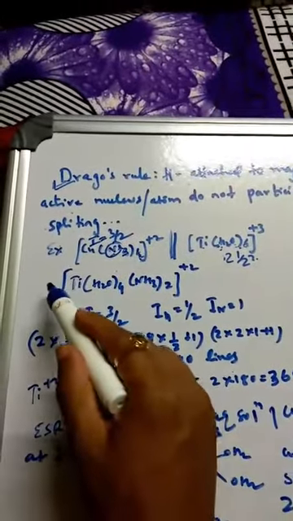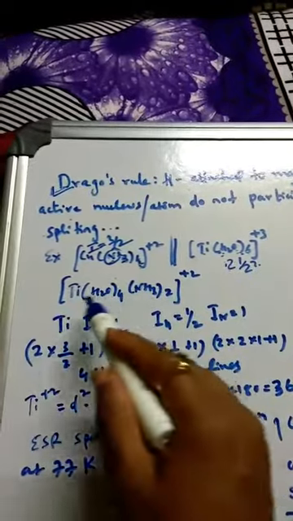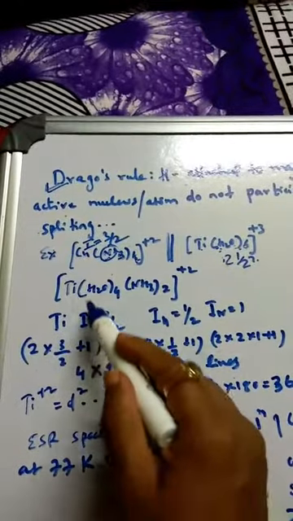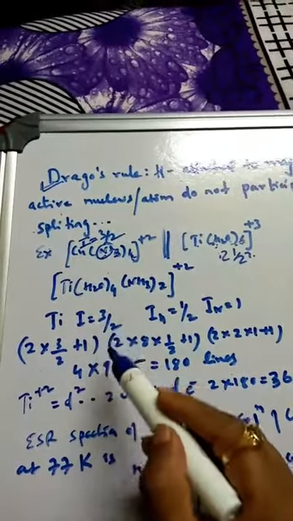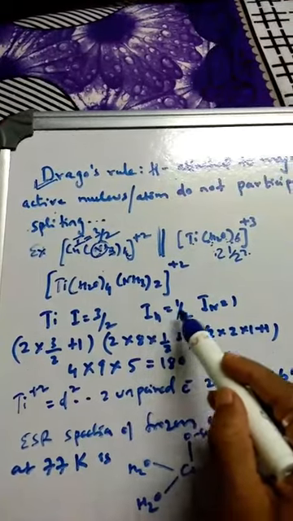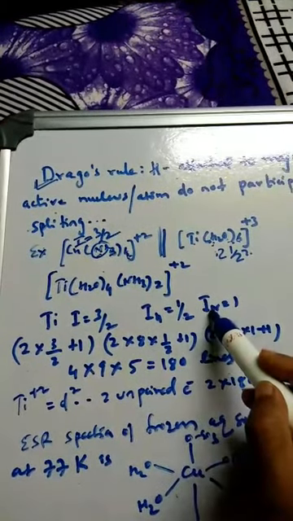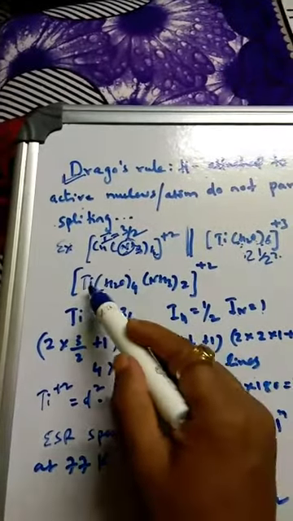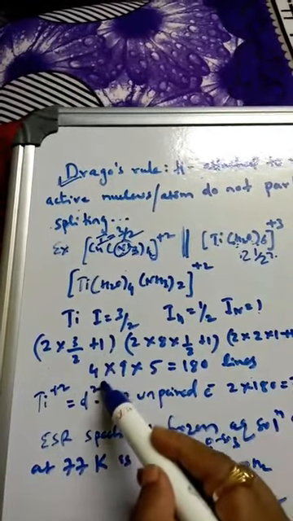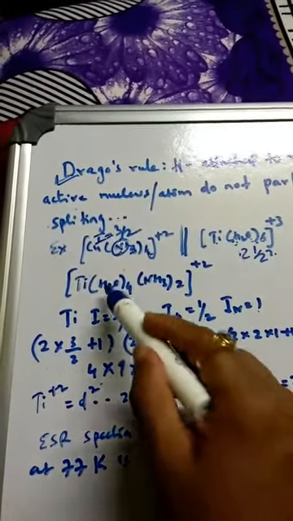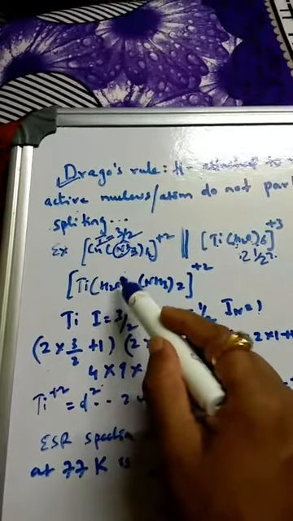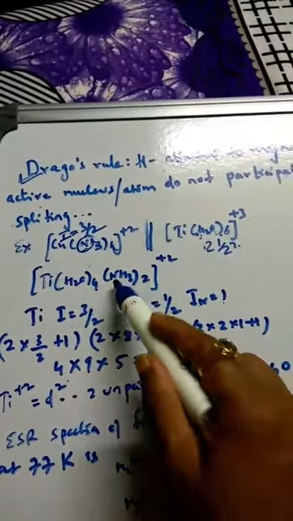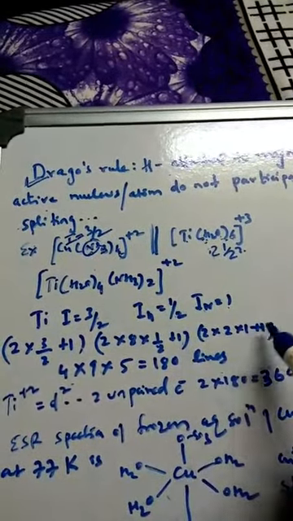Similarly, today's another example is tetraaqua diamine titanium 2+. How many lines? Titanium I value is 3/2, I of hydrogen is 1/2, and the nuclear spin of nitrogen is 1. For titanium, 1 is there, so 2 into 3/2 plus 1, 2nI plus 1, gives 4 lines. Hydrogen 4 twos are 8, which definitely contribute because oxygen is an inactive nucleus. So 8 into 2 into half plus 1 gives 9. And lastly, nitrogen 2 is there, so 2 into 2 into 1 plus 1 gives 5 lines.